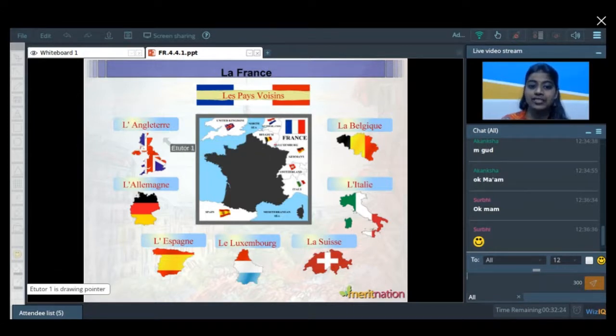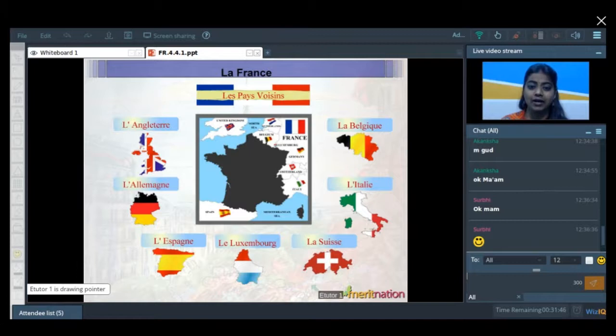Okay. So the first is L'Angleterre. L'Angleterre is England, right? So England is one of the neighboring countries of France, which doesn't touch the boundary of France, but it's a neighboring country. And the rest, six countries, touch the France boundary. The second is L'Allemagne. L'Allemagne is Germany. L'Espagne. It's Spain. Spain is also one of the neighboring countries of France.